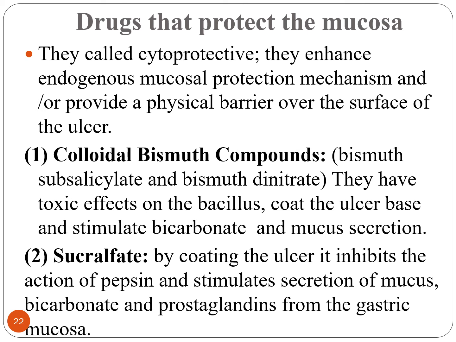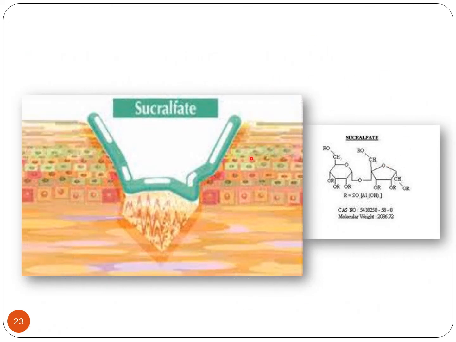The second drug that acts to protect the gastric mucosa is a drug called sucralfate. Sucralfate acts by coating the ulcer. By coating the ulcer, it inhibits the action of pepsin and HCl and stimulates the secretion of mucus and bicarbonate. When it coats, it gives a chance to increase the secretion of mucus and bicarbonate from the gastric mucosa. Sucralfate is a sulfated sugar. This will form the coat that protects the gastric mucosa.